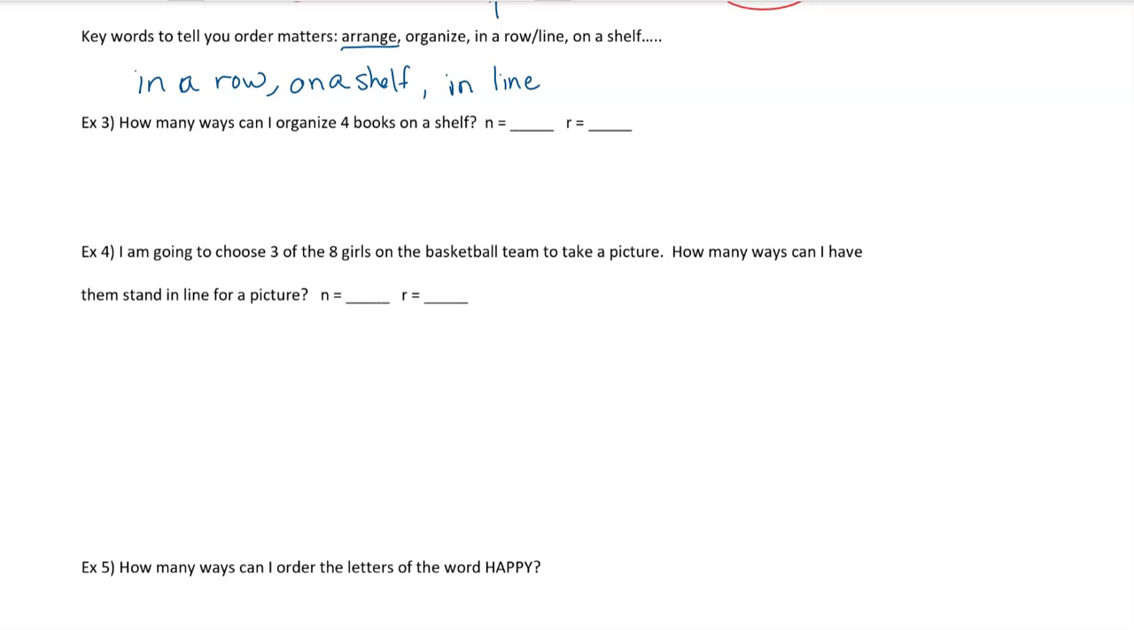In example 3, it says, how many ways can I organize 4 books on a shelf? So I'm organizing them. I have that key phrase, on a shelf. So I'm thinking like a librarian, how many different ways can I organize these 4 books? Well, n is going to be the number of items that I actually have. So n is 4. And then r is the number that I'm choosing to arrange. Well, it looks for this problem like I'm going to arrange all of them. So r is also 4. So this is going to say 4P4.